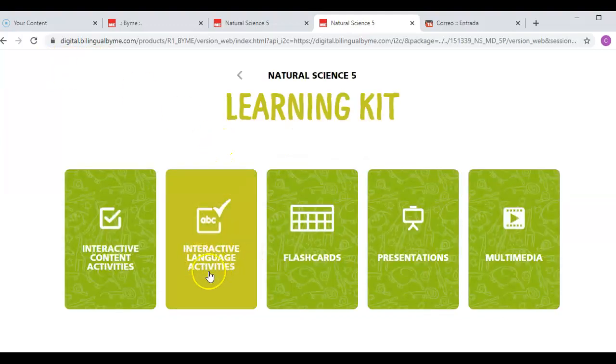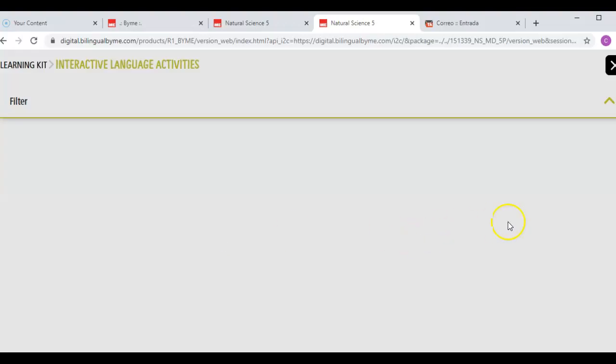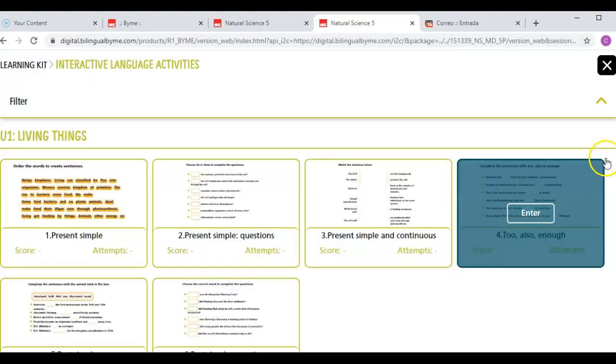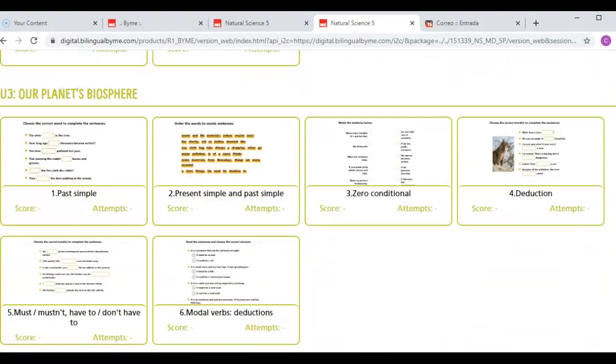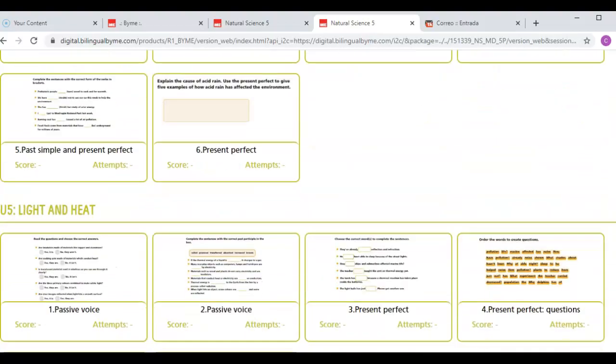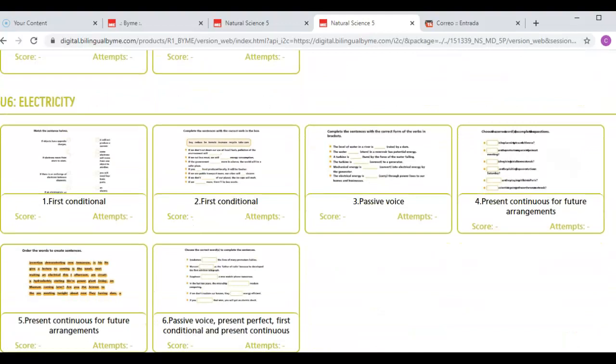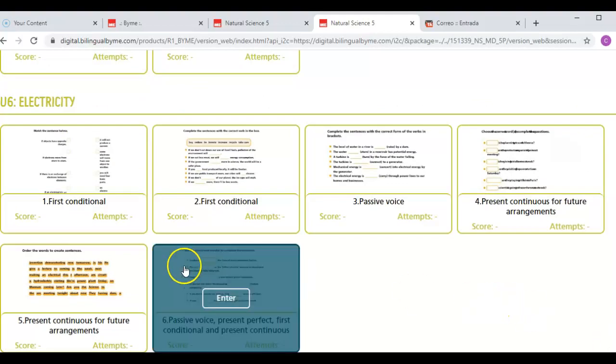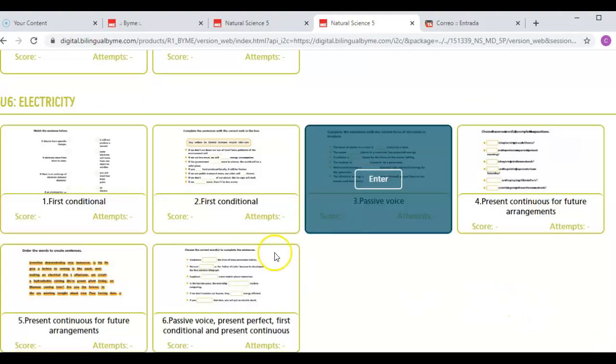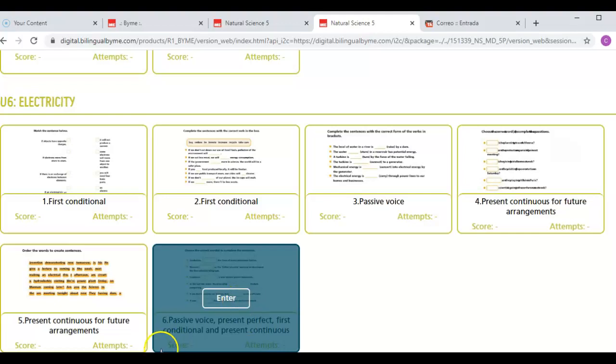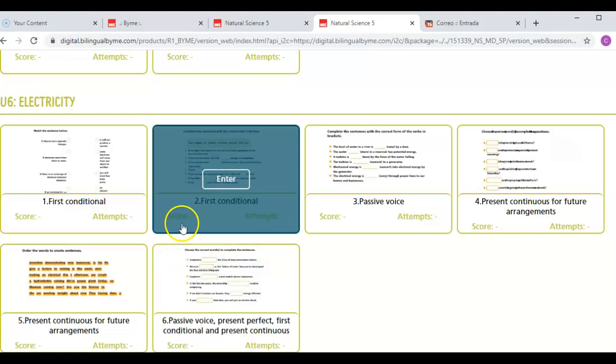Also, interactive language activities. If you click in here, you've got different units. And if you scroll this down and you go to Unit 6, Electricity, you've got these activities here with sentences about the unit, and it also corrects the answers, okay? You've got here the final score that you got and the number of attempts to get them right.